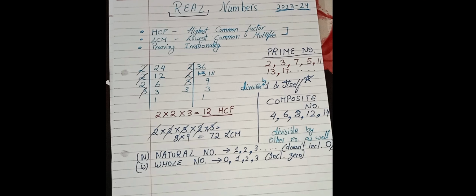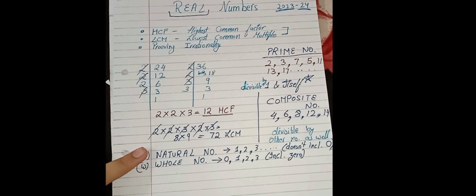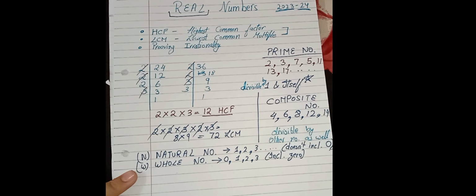इसमें हम I can give you an exercise and reasoning question for now that all the natural numbers are whole numbers, but not all the whole numbers are natural numbers.